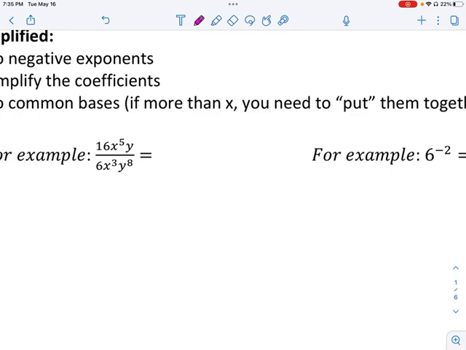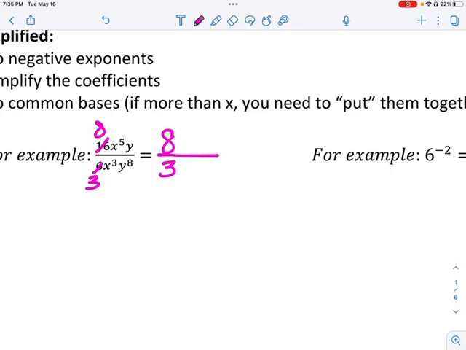So if we take a look here at this first one, I have 16 x to the fifth y over 6 x to the third y to the eighth. So the first thing I'm going to do is simplify my coefficient. So 2 goes into 6 3 times, 2 goes into 16 8. So right now I have this as 8/3.